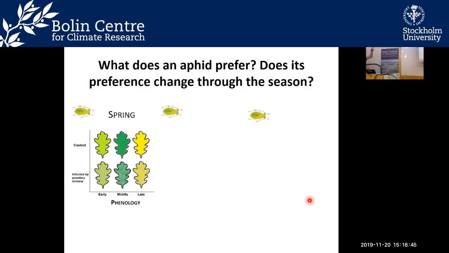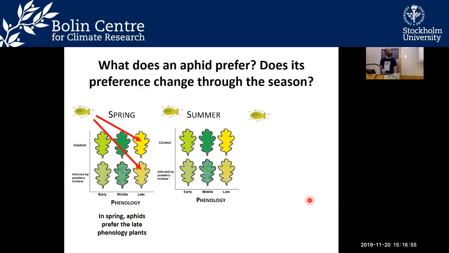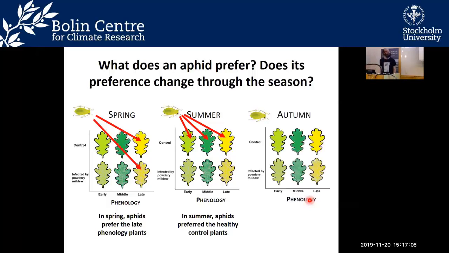When we look at the different treatments in spring, the answer is as follows. In spring, aphids actually prefer the late phenology plants. If we move to summer, the aphids prefer the healthy control plants. So in summer, they don't like the infection by the disease. In autumn, they prefer the plants with the middle phenology, and they care less about the infection. What this all means, I'm not sure yet.